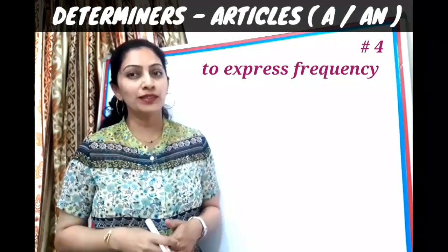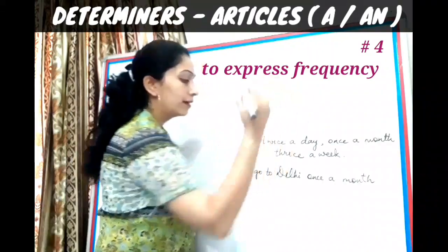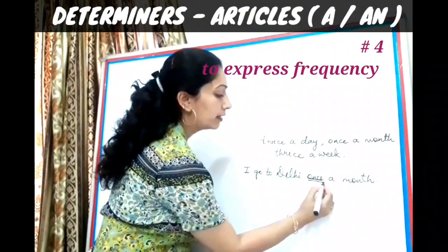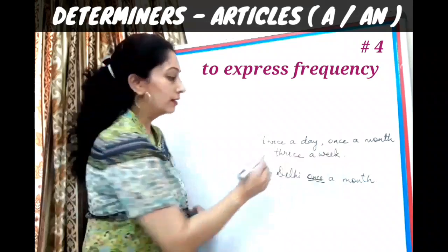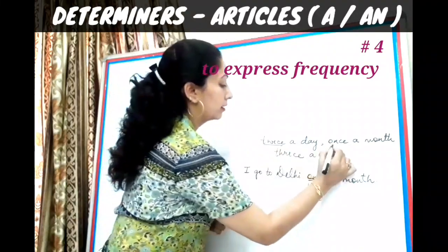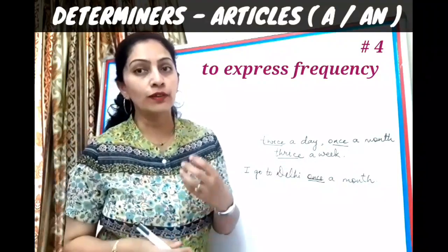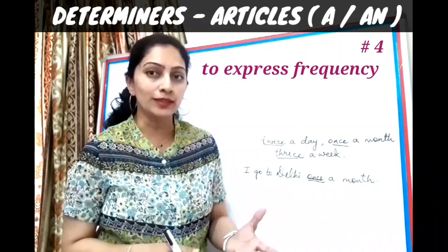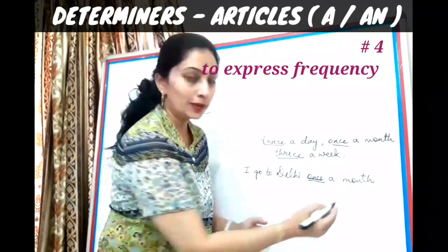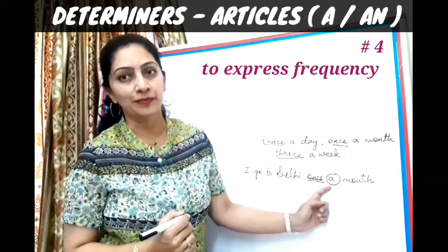I can also use this when I'm talking about expressing frequencies. The word once is a word of frequency. Likewise, if you look here, the words like twice, once, thrice, such words are words of frequency. So if you have such expressions of frequency in a sentence, then also you have to use an indefinite article here.